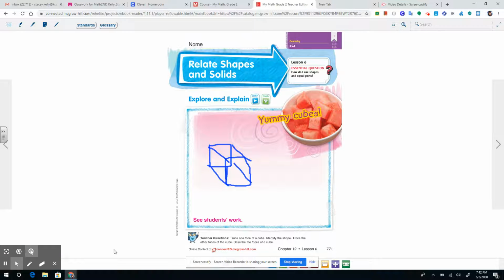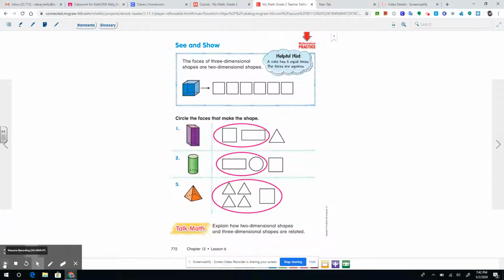So on your next page is your see and show, and at the top it reads, the faces of 3-dimensional shapes are 2-dimensional shapes. So that's exactly what we just said. So here's your cube, and then it broke it down to your 6 faces, 1, 2, 3, 4, 5, 6. Here they have your 3D shapes, and it's showing you what the faces are made up of.